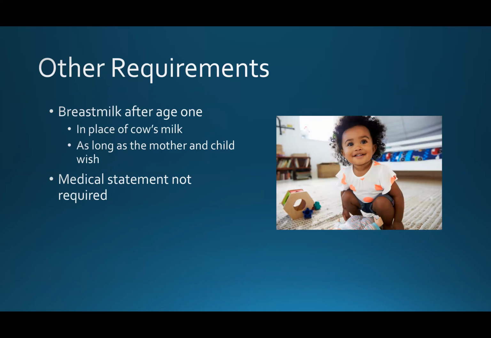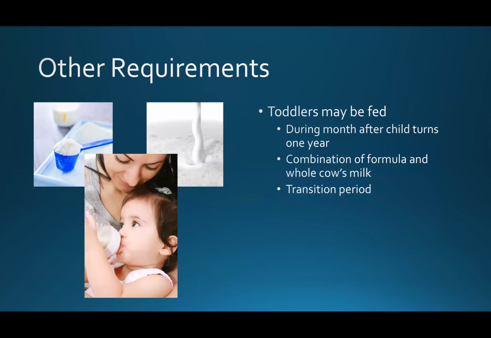Breast milk may be fed after infants turn 1 year of age in place of cow's milk, as long as the mother and child wish. A statement from a medical provider is not required. Last, toddlers may be fed a combination of formula and whole cow's milk during the month after the child turns 1 year old as a transition period.